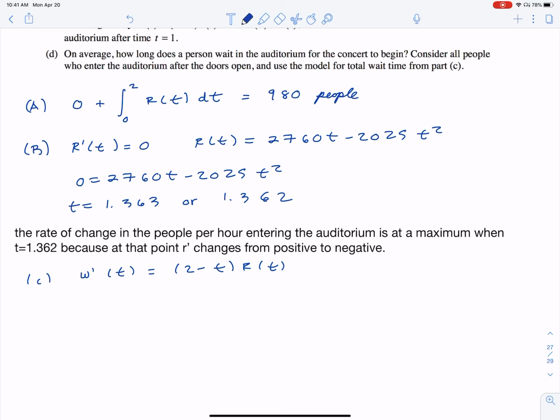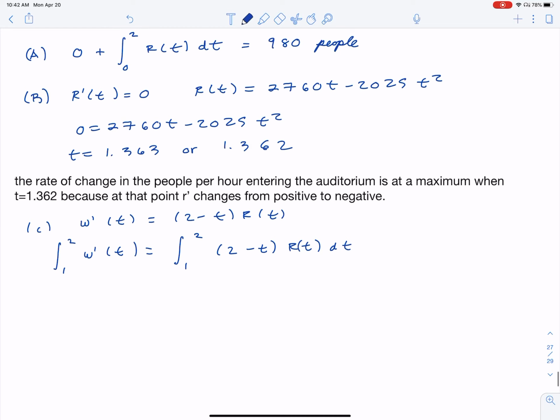So what I want to do is find, from 1 to 2, and I think you would agree that's going to be the definite integral of this, dt. So this is a calculator question.